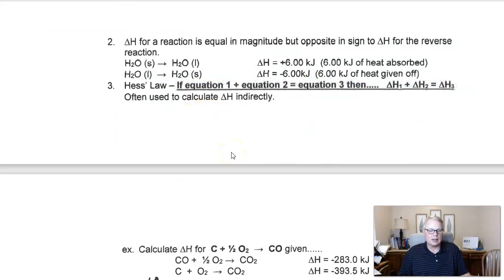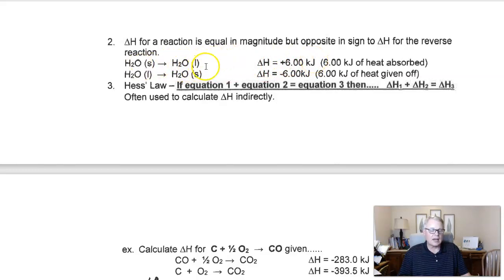All right, second rule we need to talk about. Okay, and this one's a little bit easier. Delta H for a reaction is equal in magnitude but opposite in sign to delta H for the reverse reaction. So for example, if I take H2O solid to H2O liquid, we're melting ice here again, I have to add 6 kilojoules of heat to get that to happen, right?